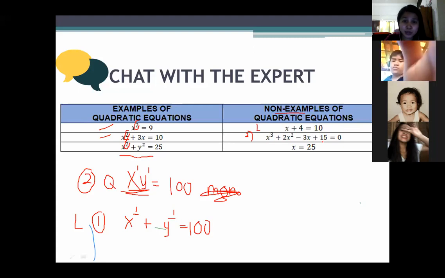What's the highest exponent? Type in the chat box. Okay, very good. It's 3. So it is not quadratic. Again, if it's quadratic, the highest exponent is only 2. Very good. Next, number 3, x equals 25. What is the highest exponent? Type in the chat box. 1. Very good. So it means that it is not a quadratic equation.